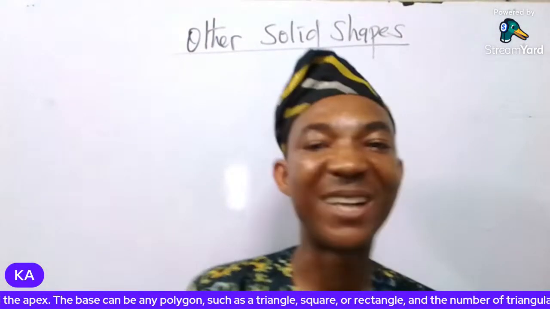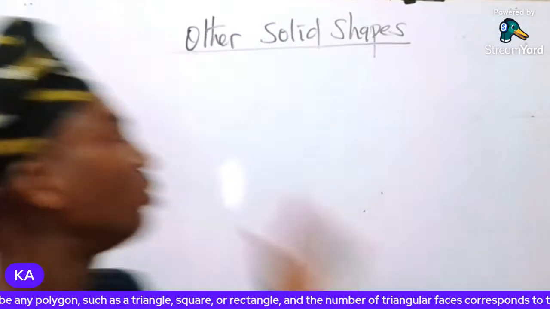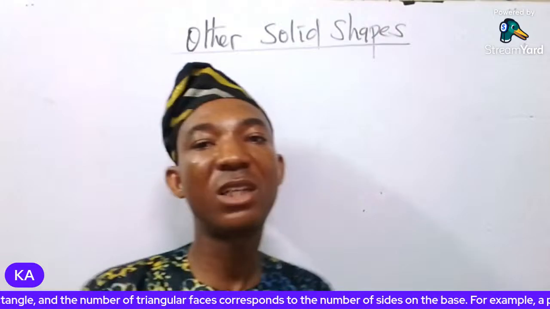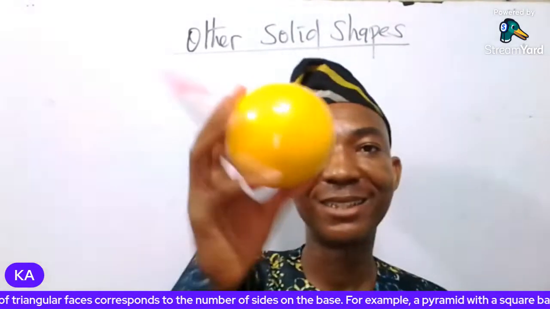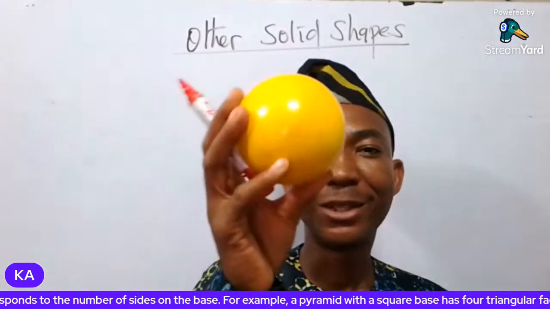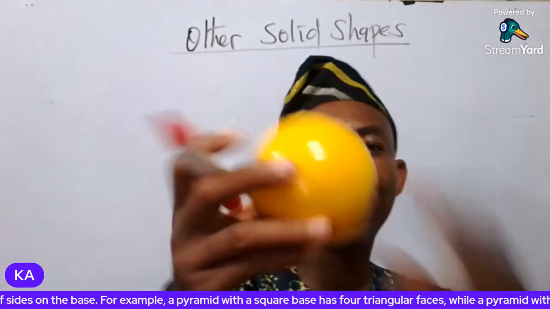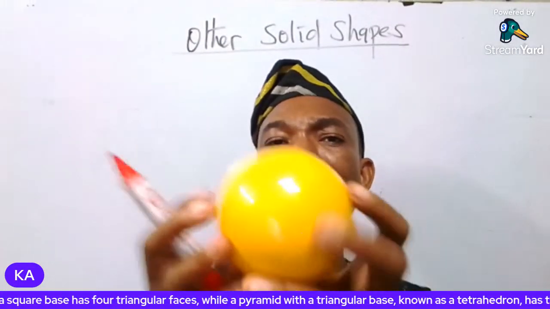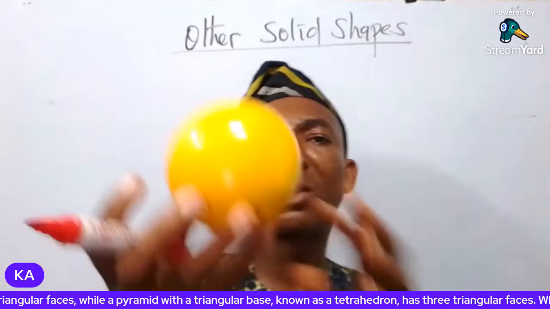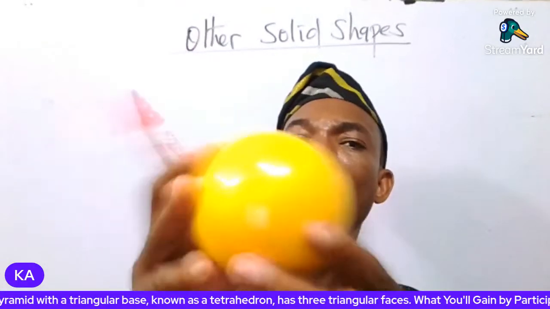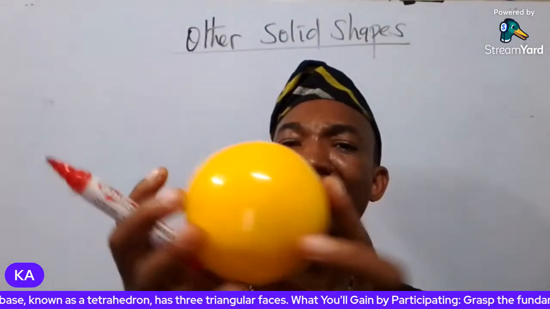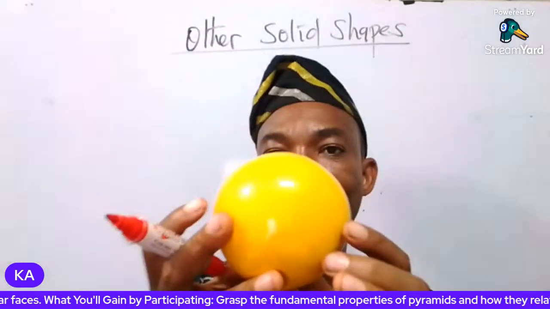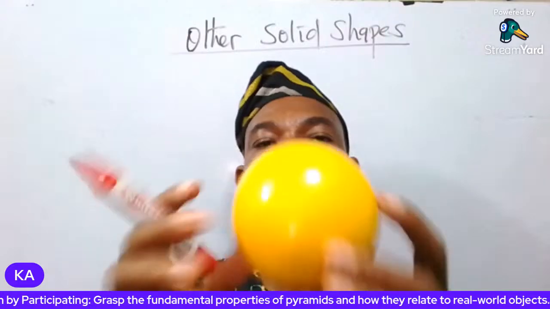Welcome back to your Mathematics Clinic. Like I said, we want to look at other solid shapes. The first one is this in my hand. What does this look like? You can call it an orange. Yes. What other things? It looks like a ball, like a basketball, like a table tennis ball. Yes, you are right. That is what we call a sphere.